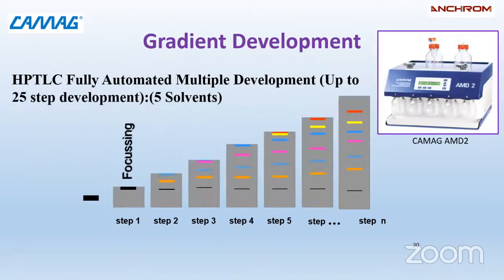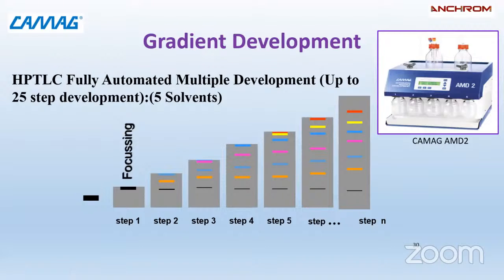If we are dealing with very complex samples having multiple polarities, you can use this AMD2 instrument. This is the image of the instrument, and you can see they have given 5 different bottles in which you can keep different solvents from polar to non-polar, or you can keep 5 different mobile phases, and you can set the gradient up to 25 steps.